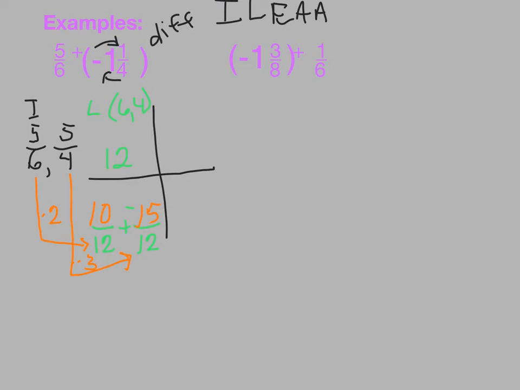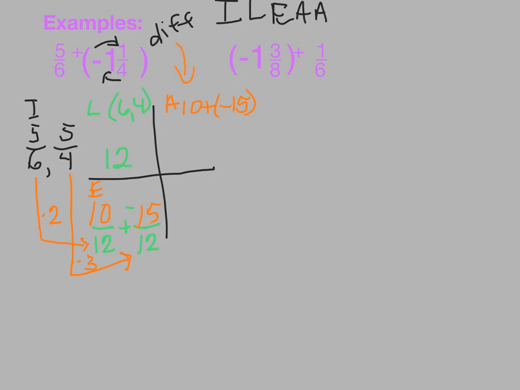So I've got my I, my L, my E. I forgot to label the E. I've got an A. I'm going to add, or in this case, subtract as usual. Oh no, I'm not subtracting yet. Those are coming. I'm going to add as usual. So I've got 10 plus negative 15. If the signs are the same, find the sum. If the signs are different, find the difference. I already figured that out, but I want to double check.